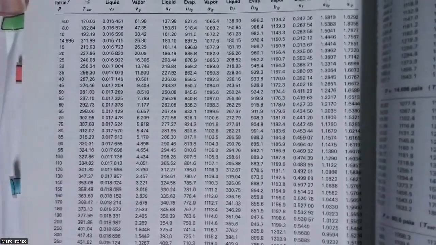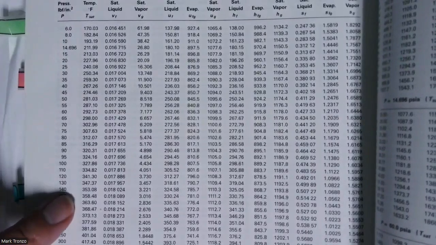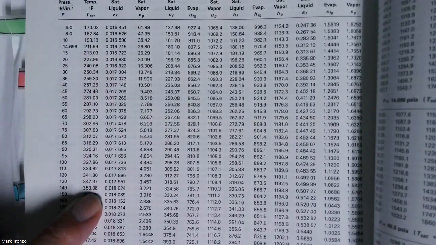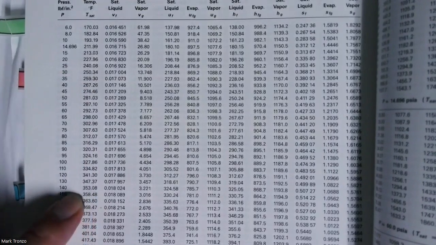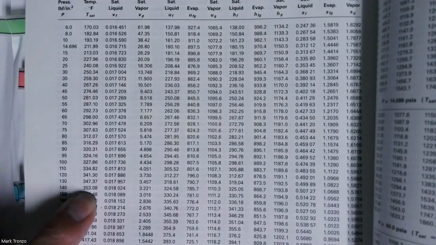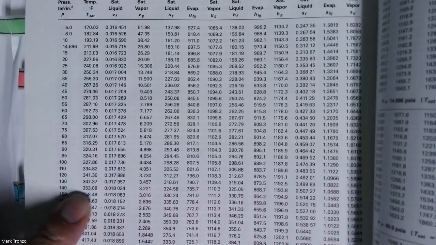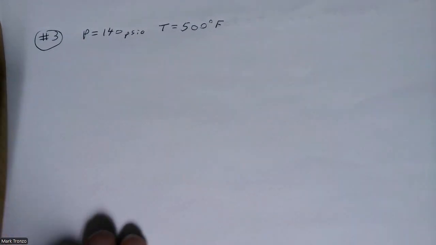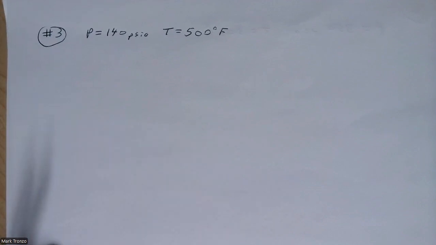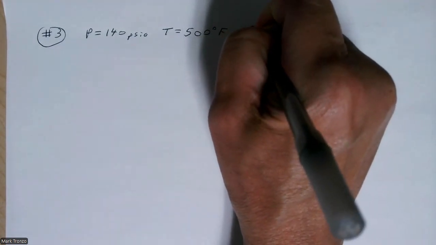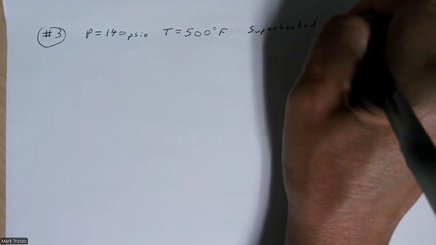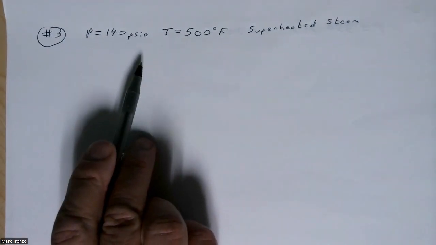At 140 psia, going down the pressure, we see that the saturation temperature here is 353.08 degrees Fahrenheit. So if it's a saturated mixture, for example, or saturated vapor, saturated steam, the temperature at 140 psi is going to be 353 degrees Fahrenheit. Now, in our case, our temperature is higher. It's 500 degrees Fahrenheit. So right away, since it's higher, we know that we're going to have superheated steam, because we're above the saturation temperature for 140 psia.